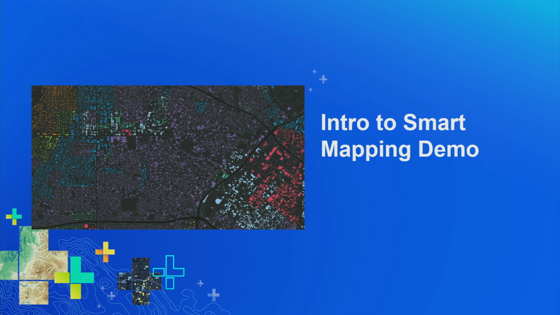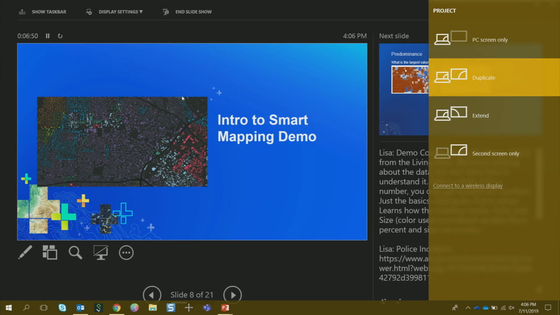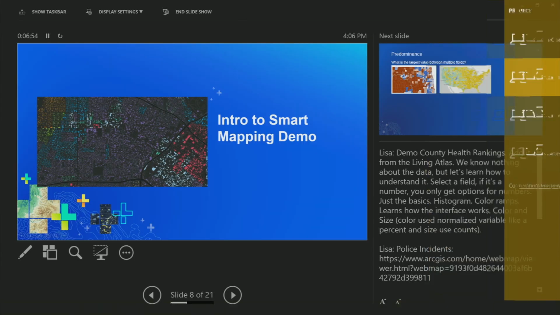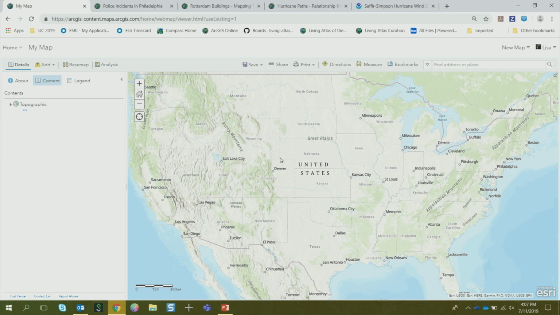So give me a second. I'm going to duplicate my screen. All right. So here we are in ArcGIS Online. Oh, did you want to actually see my screen? Let's see here. I've had this happen already this week, so hopefully this fixes it. Aha, all right, we're back in business.